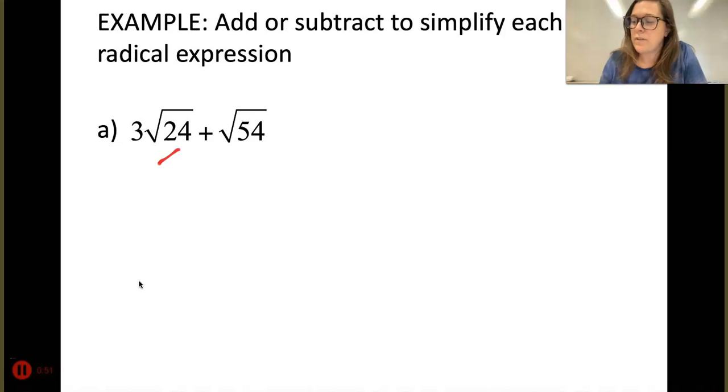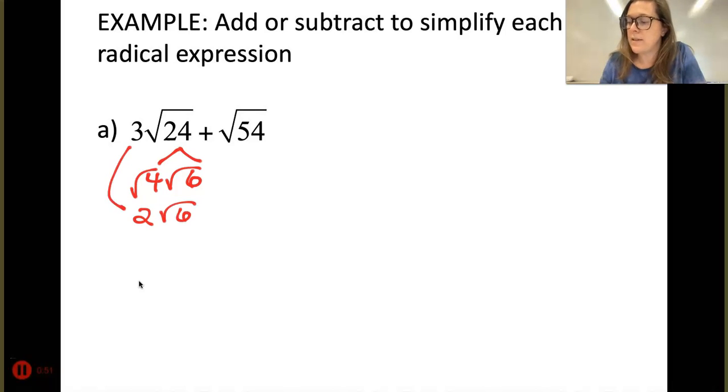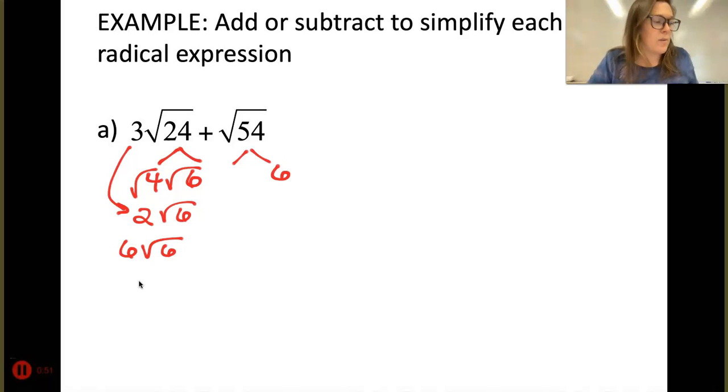My largest perfect square that goes into 24 is 4. Square root of 4 is 2, so that simplifies to 2 square roots of 6. But I have that 3 in front, so I need to multiply it to get 6 square roots of 6. Now let's do the same thing with 54. Here's the cheat: I know one of those factors needs to be 6. So if I divide 54 by 6, that gets me 9. So it makes it a little bit easier the second time through. So that becomes 3 square roots of 6.